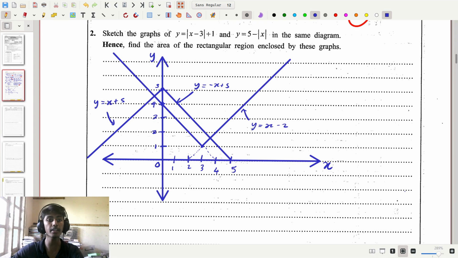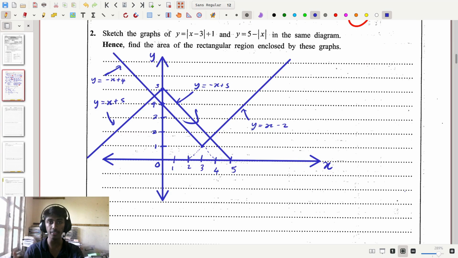And this graph here is going to be what happens when the inside here becomes negative, which is going to be 3 minus x plus 1 or 4 minus x. So therefore we're going to have y equals minus x plus 4. Now with that, we can see these two graphs have created a rectangular region right here. This region is a rectangle because these two lines here are parallel and these two lines here are parallel.